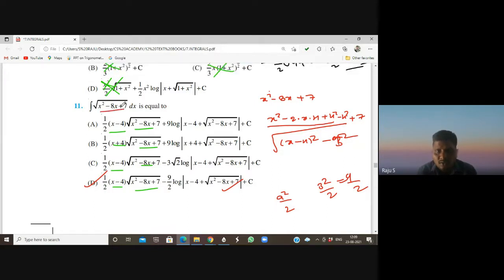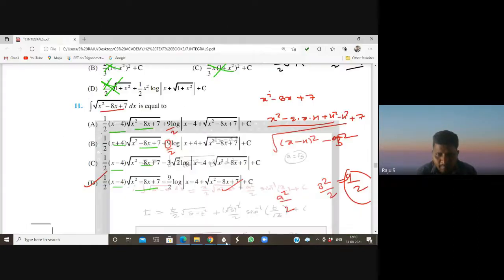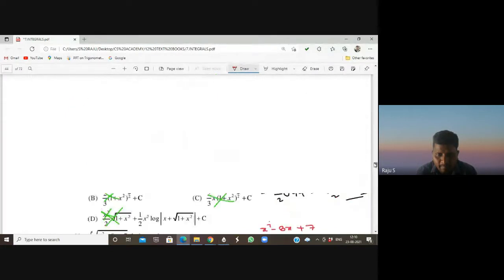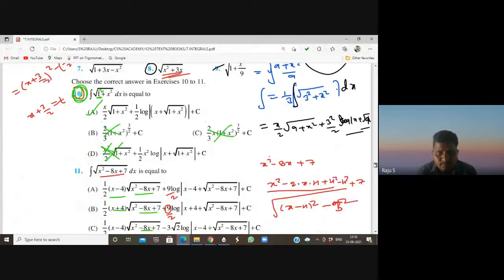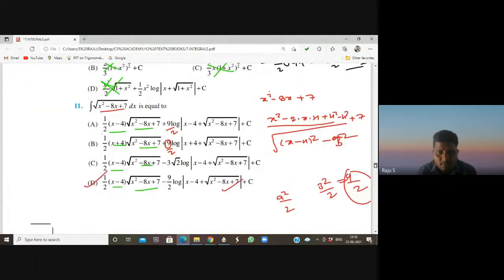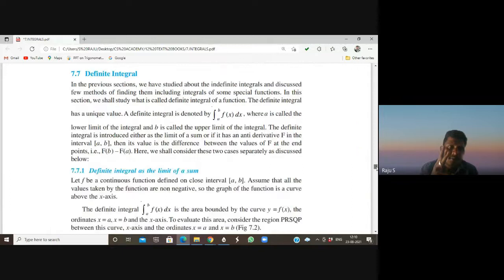You can go through the general procedure. What I'm telling here is how to identify directly. Just find the a value, a square by 2. This is just 9, there is no by 2. Like that, you can do this. D option is correct. Any doubts, students? Change it to completing square form. Remember, only 3 formulas are there. Only 3 formulas. That is also very easy.